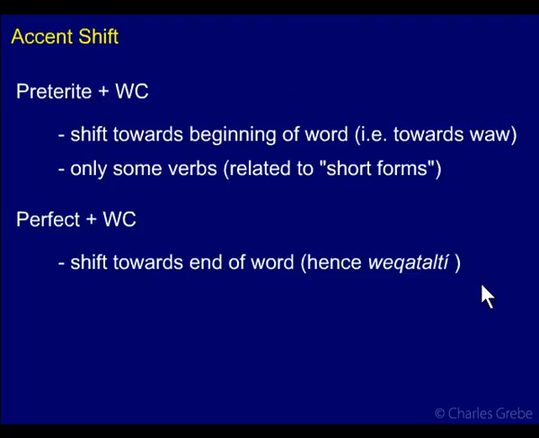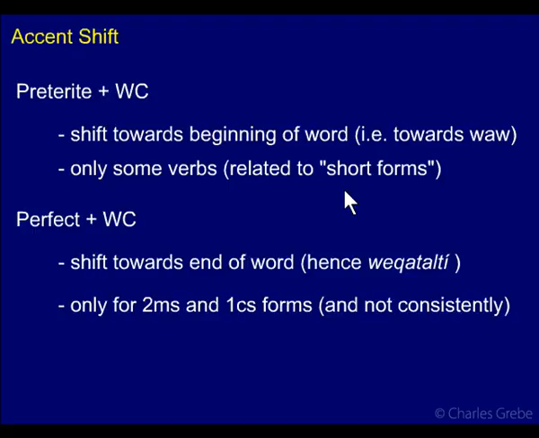Okay. So we have accent going in different directions. With the preterite plus the vav consecutive, it only occurs in some verbs, and these are related to the short forms. I'll introduce you to them when we see them. They're irregular forms, so it'll be a while before we encounter those. And in the perfect, it only shows up in the 2ms and the 1cs form. So you, masculine singular, and I. And even there, it doesn't show up consistently. So it's only in some forms, some verbs or some forms, that you'll see this accent shift.